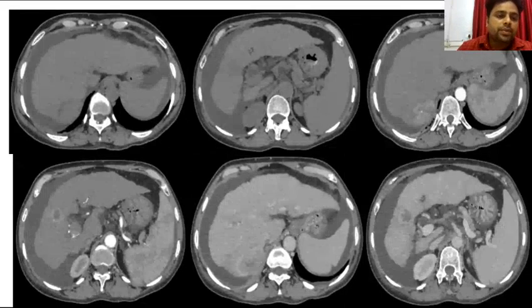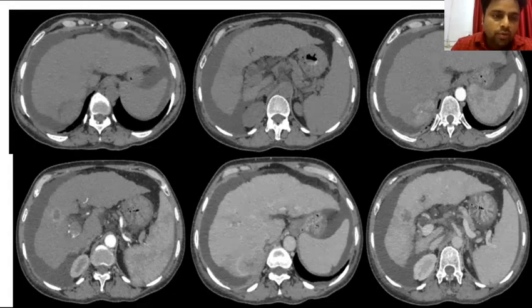This is a known case of hepatitis B virus with raised alpha-fetoprotein. On the plain image, there is a nodular margin of the liver, with the caudate and left lobe of the liver enlarged, associated with ascites. There is a hypodense lesion seen in the right lobe, which enhances heterogeneously on arterial phase and washes out on delayed phase. This is a case of hepatocellular carcinoma.